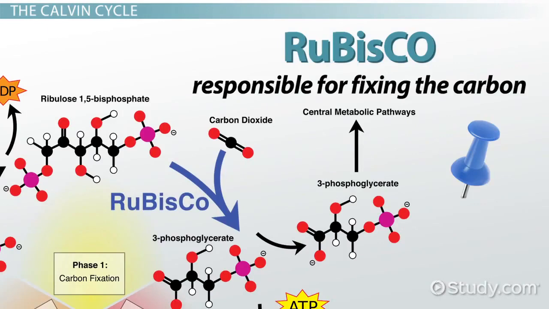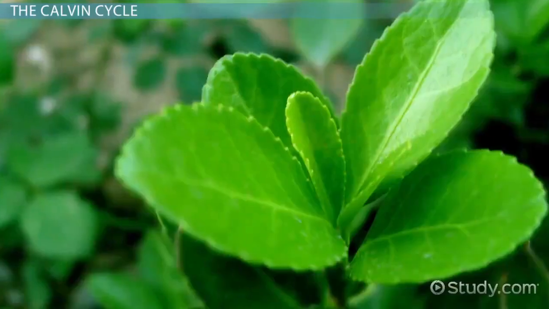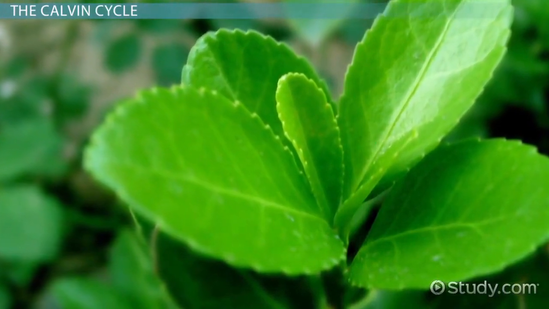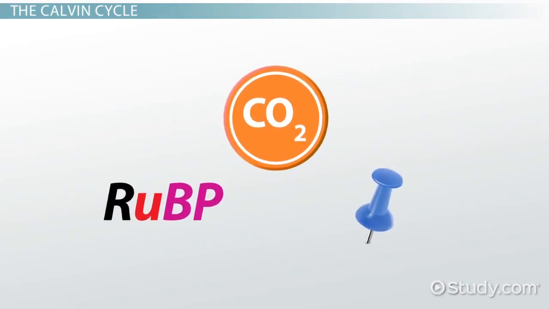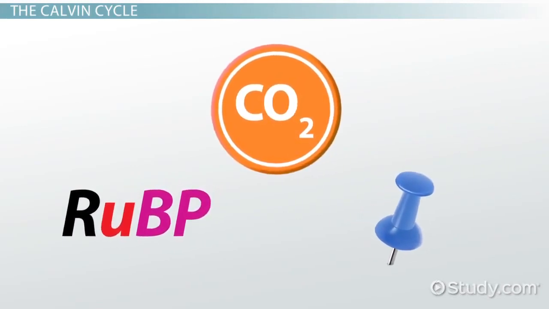Rubisco is responsible for fixing the carbon, rather like you are responsible for tacking the paper onto the bulletin board. However, this enzyme works so slowly in cellular terms that plants need a whole lot of it in order to fix enough carbon for its needs. Because plants contain so much of this enzyme, it could be in the Guinness Book of World Records as Earth's most abundant enzyme. With RuBP, CO2 and Rubisco, the plant cell is ready to fix carbon.